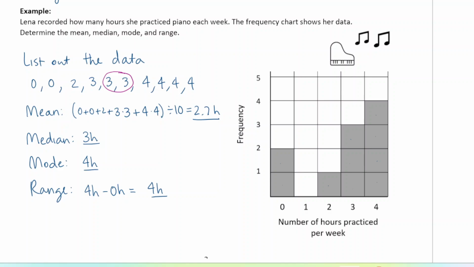All right. So in the next lesson, we're going to talk about which of these measures of centrality is the most useful number or the most descriptive that represents the data set in different situations. But for this lesson, all you want to be able to do is just calculate the mean, median, mode, and range for a data set.